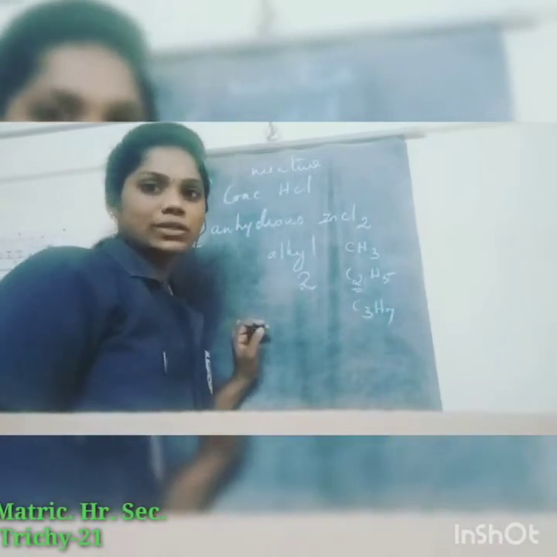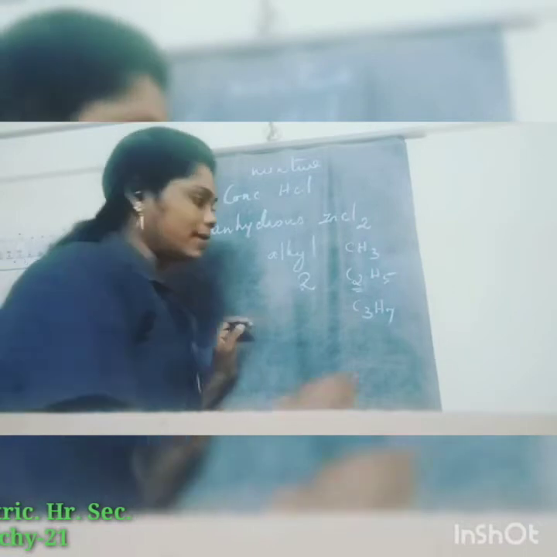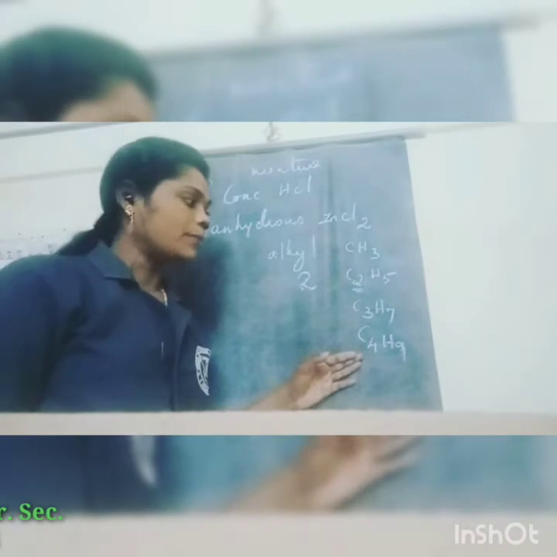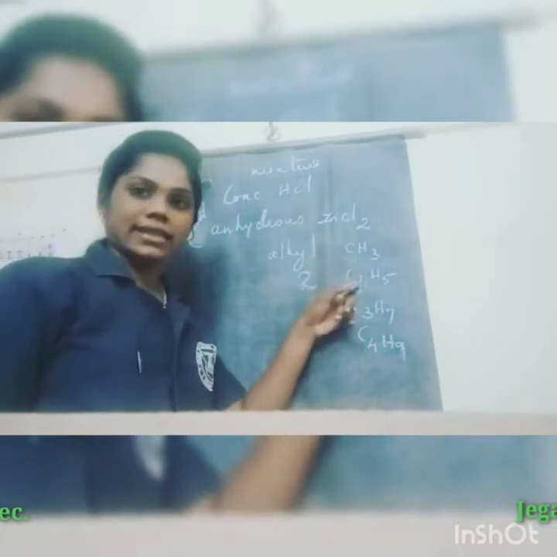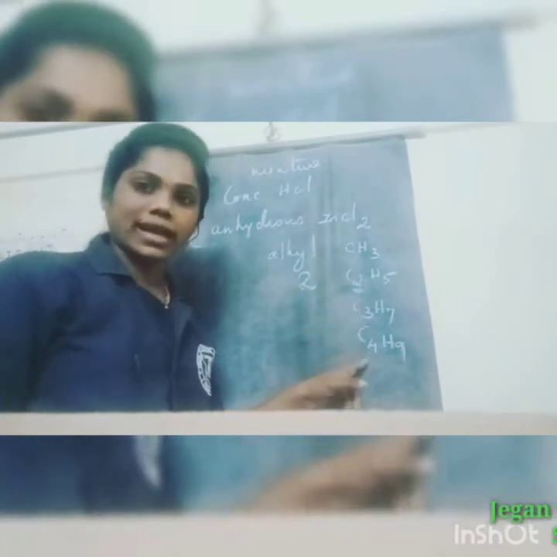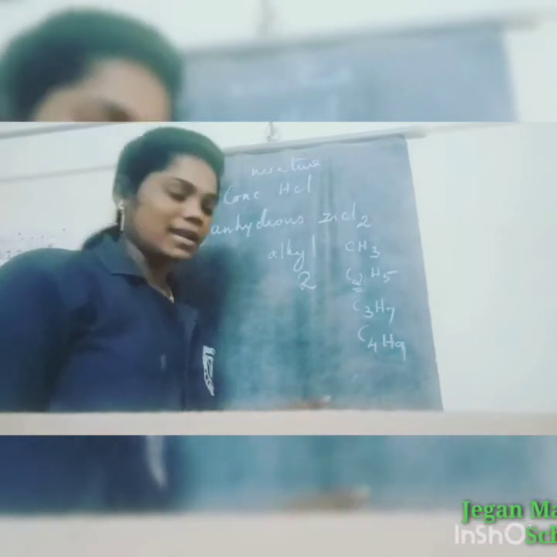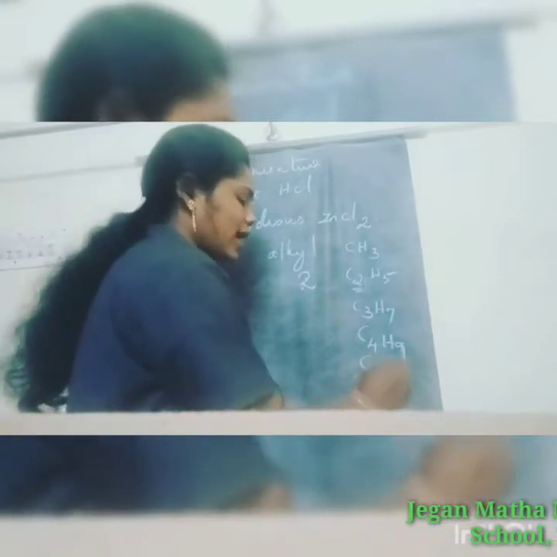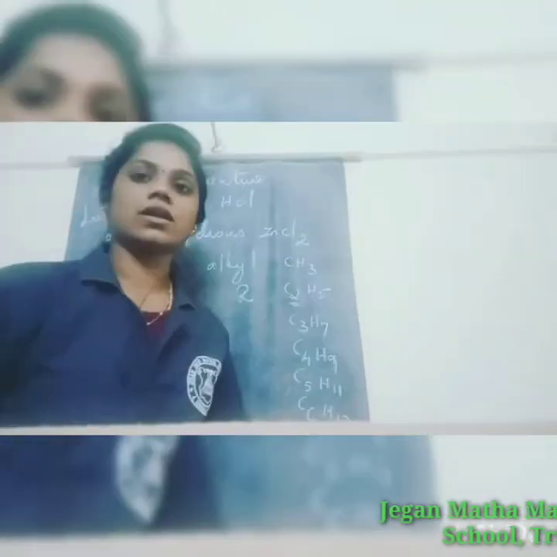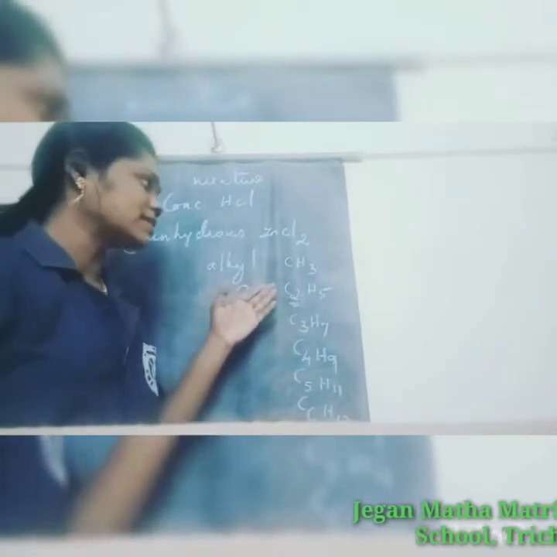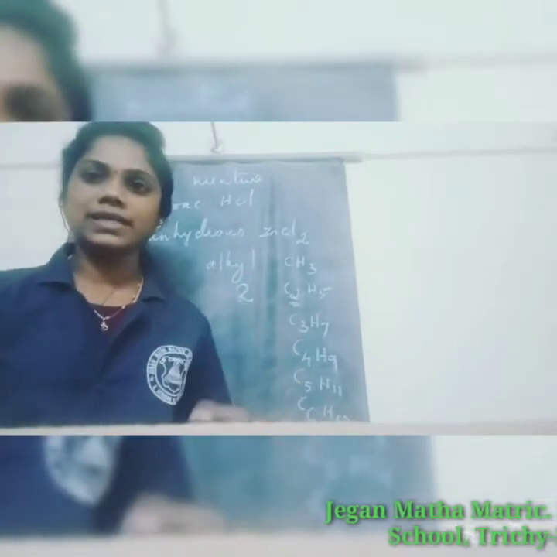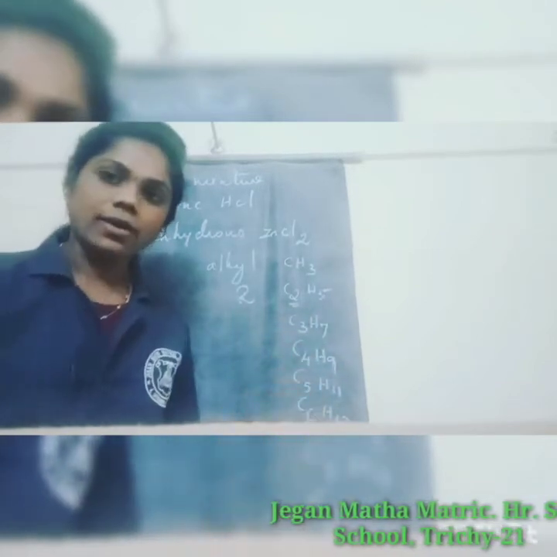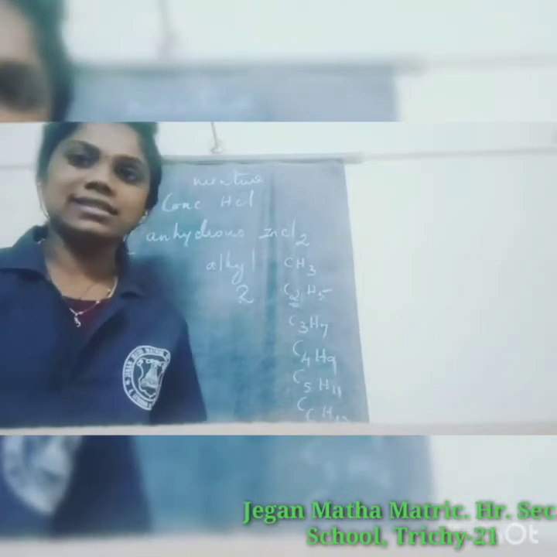And next one is butyl. Butyl represents 4 carbons, C4H9. Then pentyl means 5 carbons, C5H11. So one carbon is methyl, 2 is ethyl, 3 is propyl, 4 is butyl, 5 is pentyl, and 6 is hexyl.